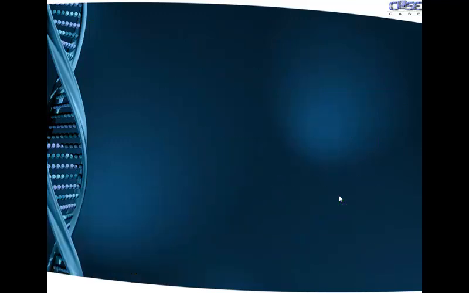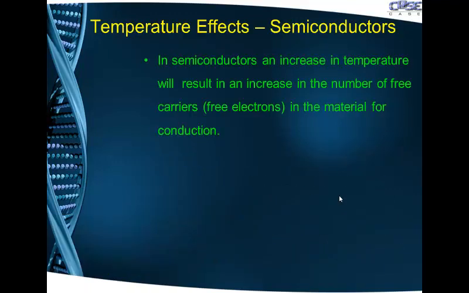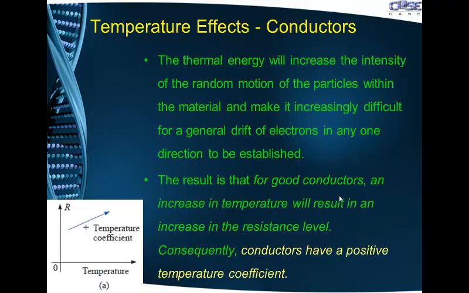Then we will see temperature effect in semiconductors and then insulators. So first we start with the temperature effects in conductors. When you increase the temperature of a conducting material, then the resistance of the conductor would start increasing. As you can see from the graph, if I increase the temperature, resistance would be increased.